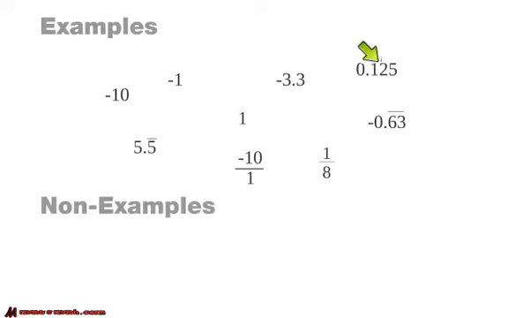Anything with an ending decimal or a decimal that repeats itself, those are examples of rational numbers. They don't have to be written as a fraction in order for it to be considered a rational number, okay?